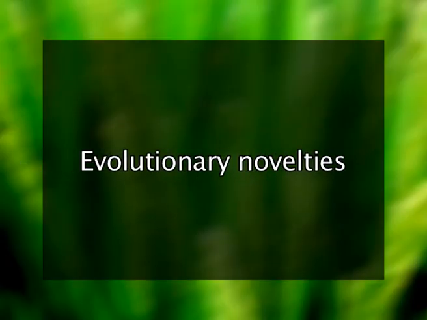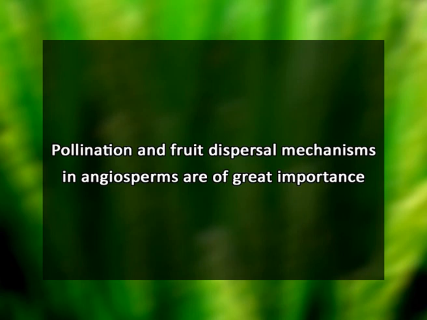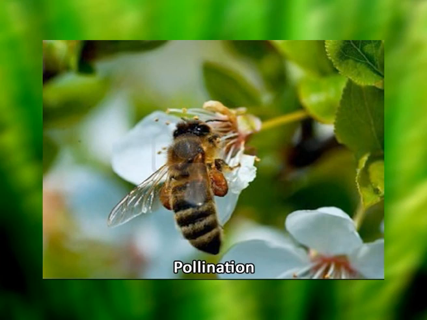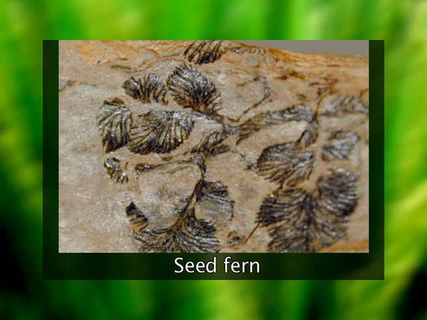After discussing these various hypotheses, there are various evolutionary novelties that we see in angiosperms that are believed to have played a pivotal role in the diversification of angiosperms. Out of these various evolutionary novelties, the pollination and fruit dispersal mechanisms are of great importance. Pollination, in particular by insects, is even known from the fossil bennettitales and seed ferns. Insect pollination was established by the time the core angiosperms had already evolved.